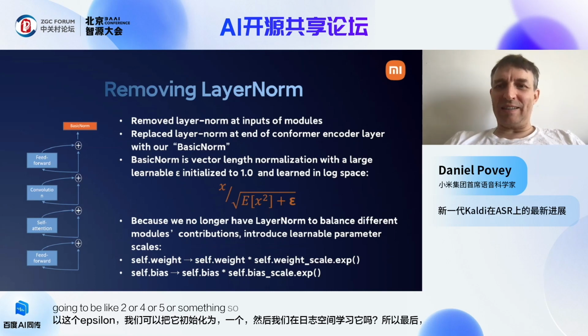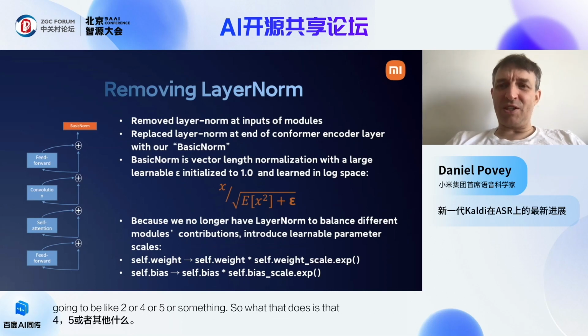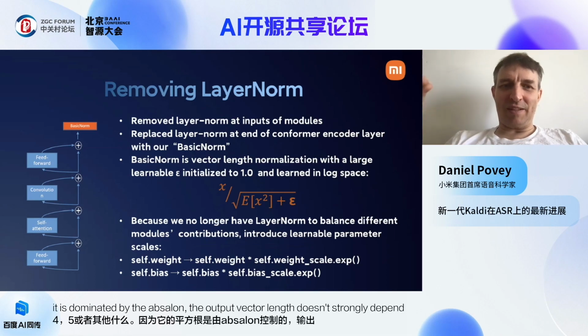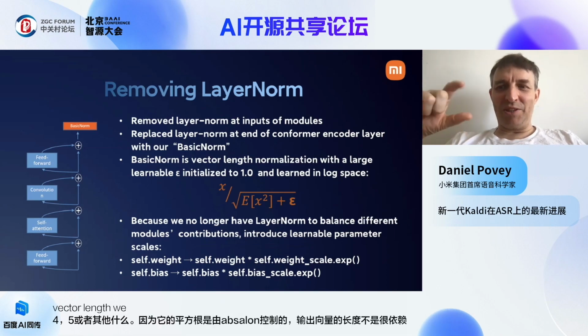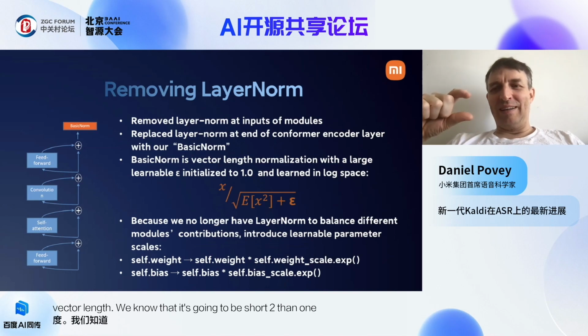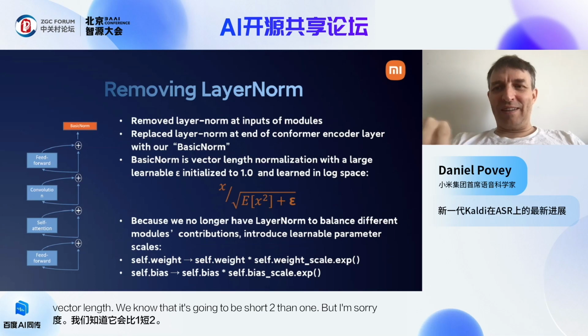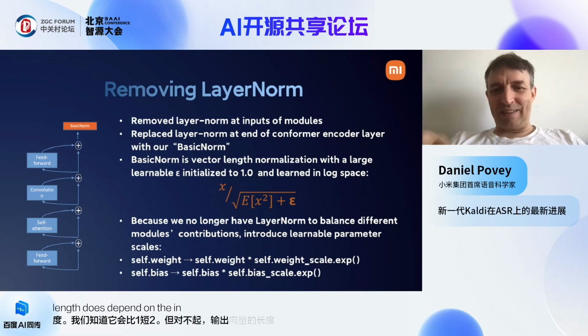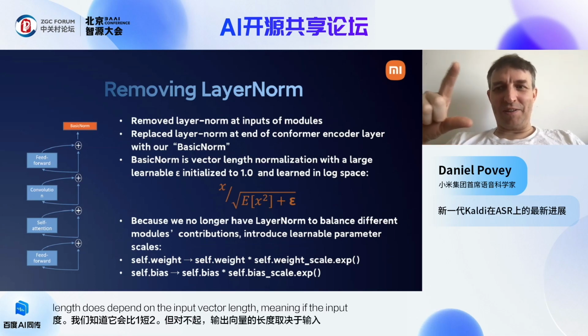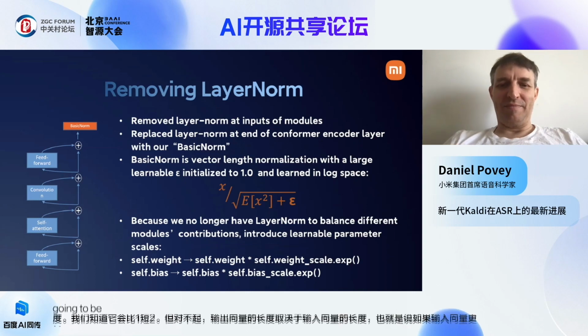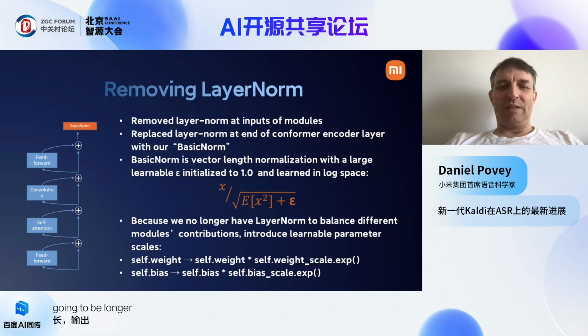What that does is that because the square root inside it is dominated by the epsilon, the output vector length doesn't strongly depend on the input vector length. We know that it's going to be shorter than 1, but, sorry, the output vector length does depend on the input vector length, meaning if the input vector is longer, the output is going to be longer.